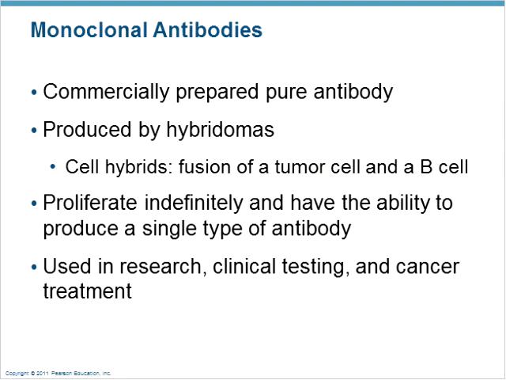We have monoclonal antibodies, which are commercially prepared pure antibodies, and they're produced by what are called hybridomas. They're cell hybrids, a fusion of a tumor cell and a B cell. They proliferate indefinitely and have the ability to produce a single type of antibody. These are used in research, clinical testing, and cancer treatment.